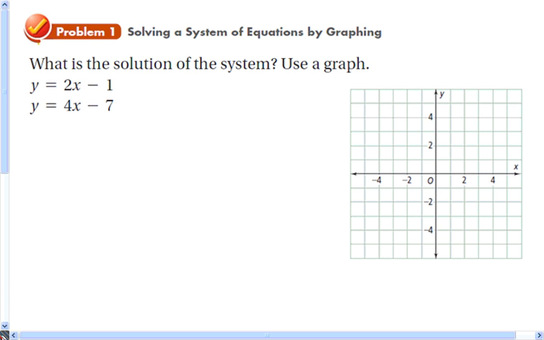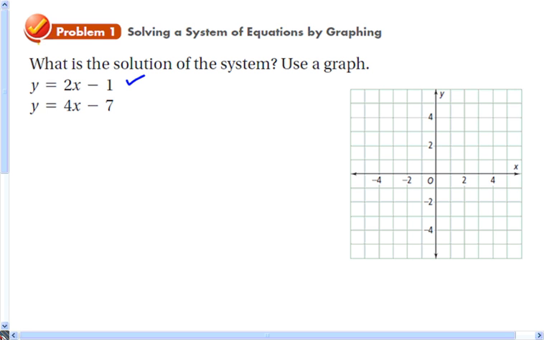All right, what we're going to do is learn how to solve a system of equations by graphing. Now, a solution to a system is values that make both of the equations true at the same time. So we're looking for an x and a y value that make both this equation, y is equal to 2 times x minus 1, and the other equation, y is equal to 4 times x minus 7, true. Now, if we were to graph those two equations, the solution of the system would be a point that they have in common. So let's go ahead and graph it and then just see what happens.